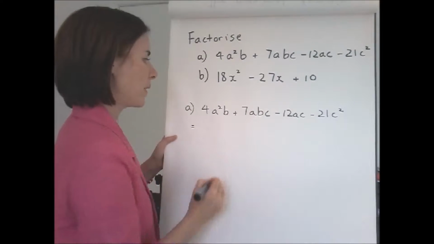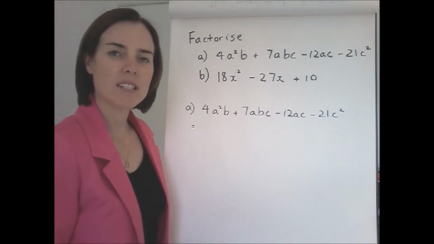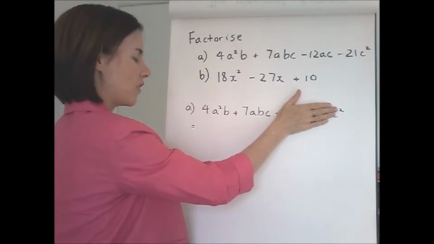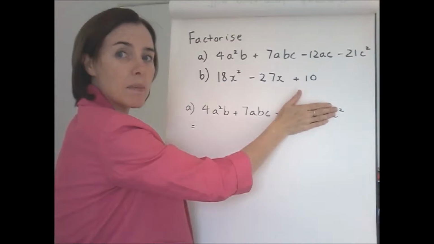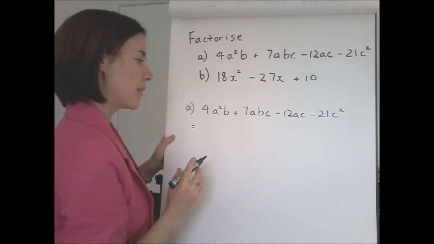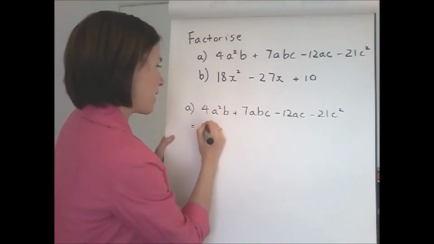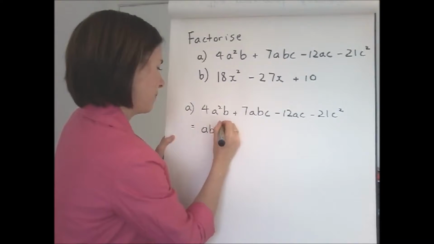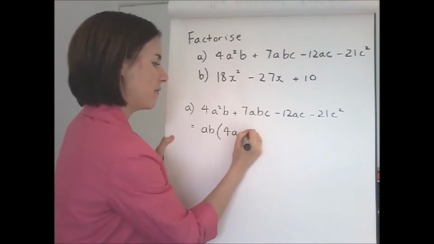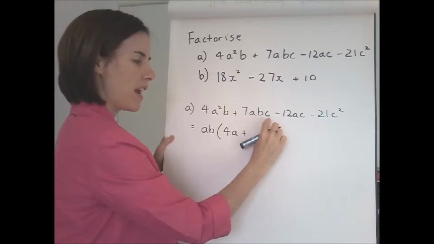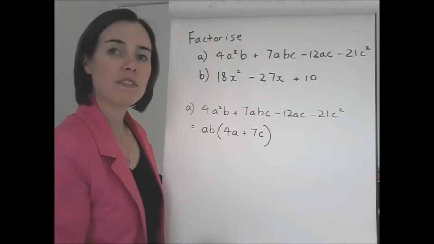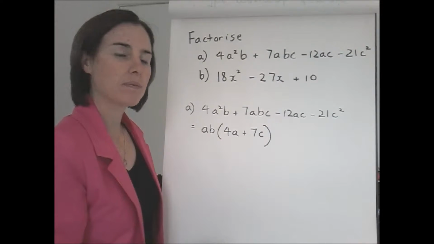Now what you do with grouping in pairs suggests that you work with 2 terms at a time. If I look just at the first 2 terms, 4a squared b plus 7abc, and remove a common factor from those, it would be AB. Divide AB out of here, we're left with 4A. Divide AB out of this term, we're left with 7C. So I've factorised the first 2 terms.